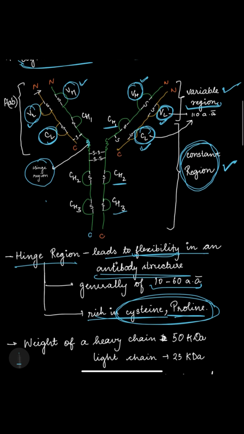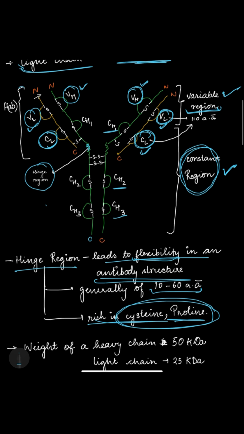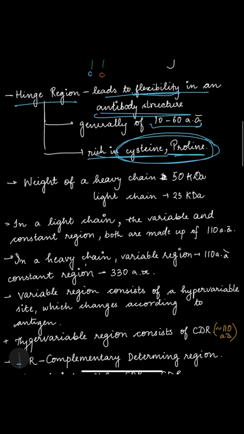The upper region is also referred to as FAB, that is fragment of antigen binding. Remember, it is called the fragment of antigen binding, and the lower structure is called the FC region, that is the fragment of crystallization. This was demonstrated experimentally. You just need to remember that the above structure is known as the FAB region and the below structure is the FC region.